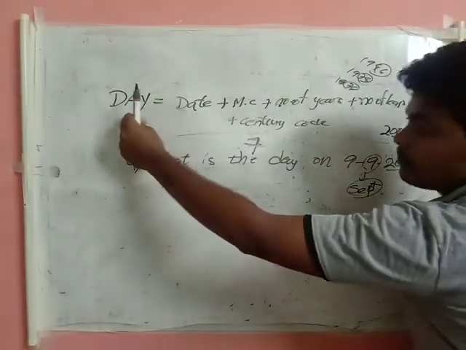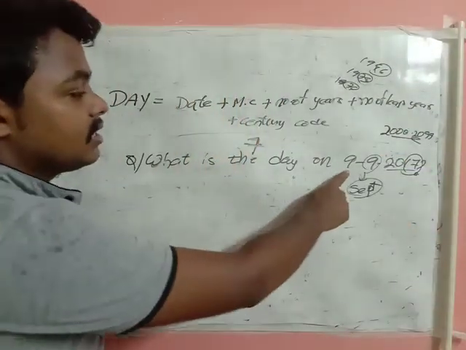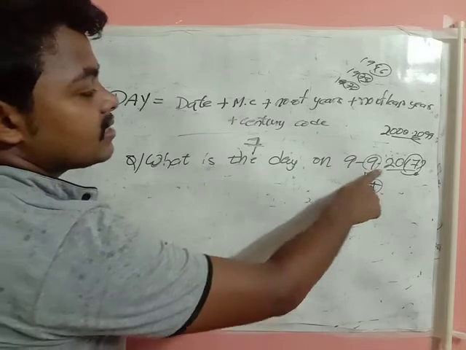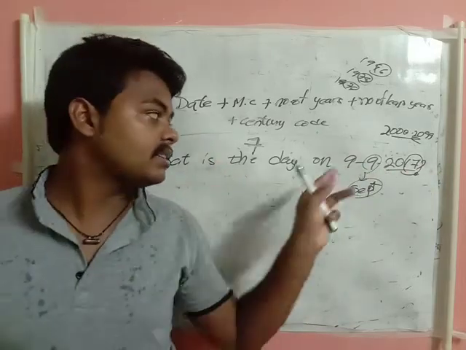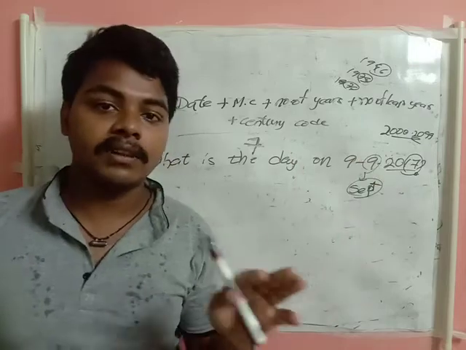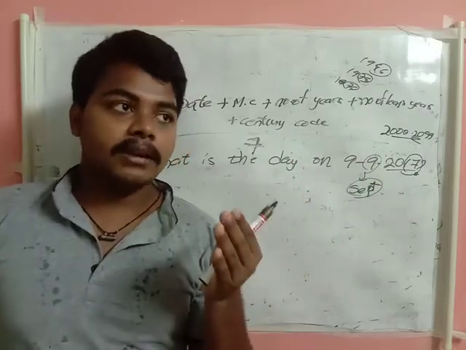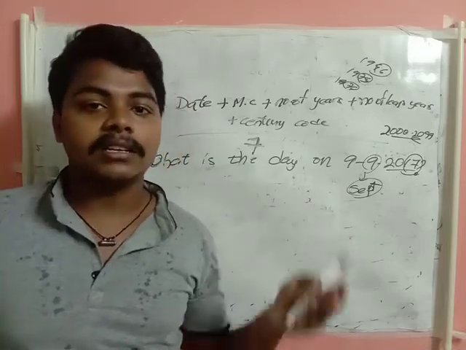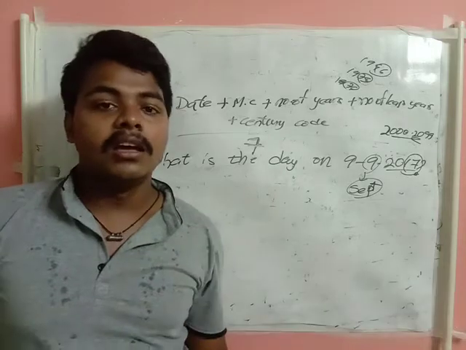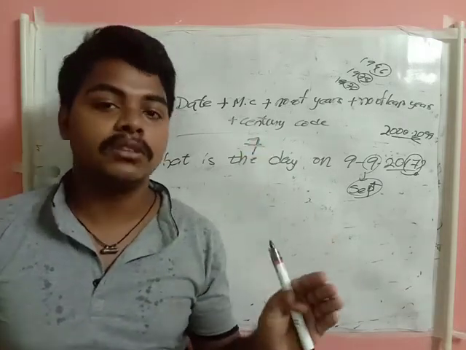See, there is a question here. You can see the question: what is the day on 9th September 2017, right? If someone comes and asks you that, what will you say? Is this man mad or what? How can I tell the day on 9th September 2017, which is already gone? You will be puzzled by the question in your mind. But there is a solution for this.